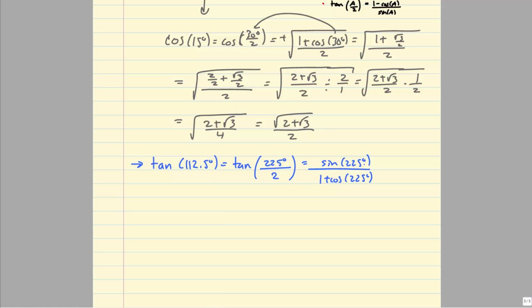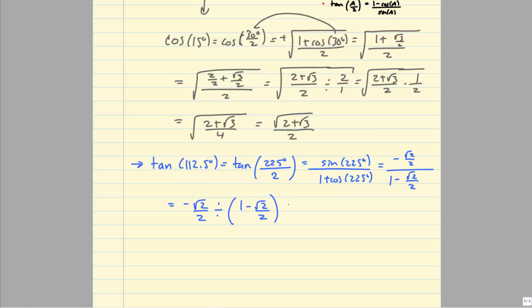Now again, 225 is in quadrant 3. So the sine in quadrant 3 is negative square root of 2 over 2. And again, this is a value memorized from our unit circle. Cosine in quadrant 3 is also negative, so 1 minus the square root of 2 over 2. And then I just go ahead and simplify from here. So this would be negative square root of 2 over 2 divided by all of this, 1 minus the square root of 2 over 2.